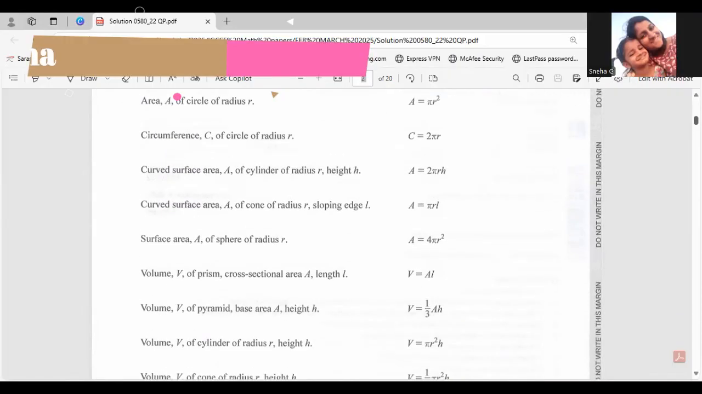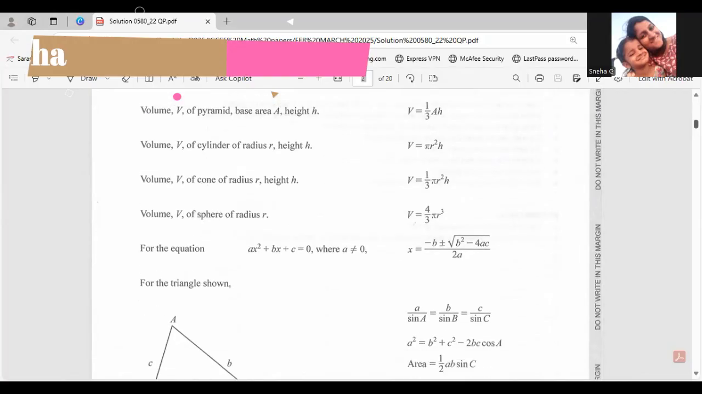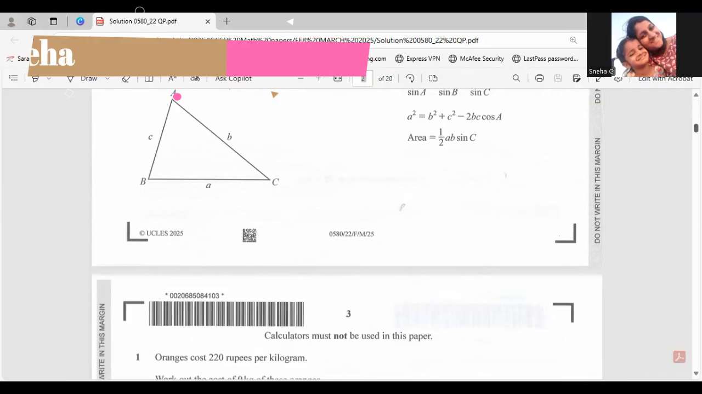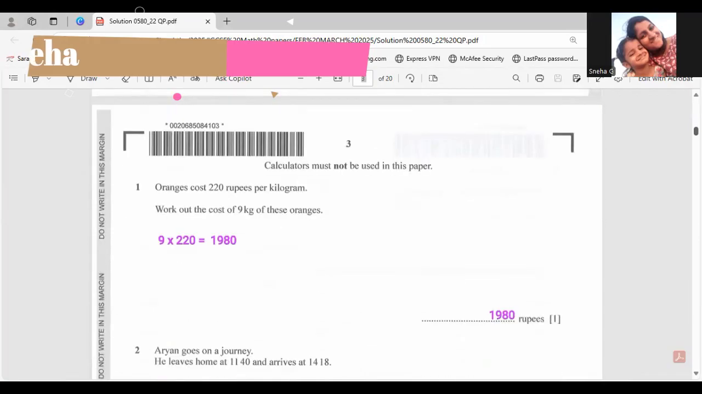So I'll be scrolling down with the paper and I'll be giving step-by-step solutions to all the questions in this paper. As we scroll down, we can see the first page has a list of all the formulae that will be required to solve this paper. And here we go with the actual solution.